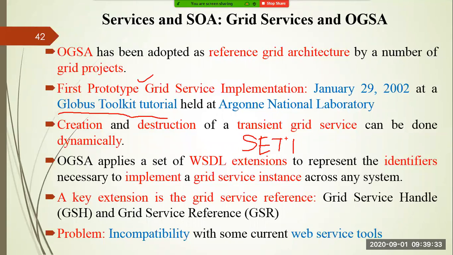For this project, suppose I require 1 million computer systems. So I'll create a transient grid service, and let's say I am executing instances of SETI. After that, I don't require to run those particular instances, so I can create a transient grid service, and after my work is over, I can destroy it also.